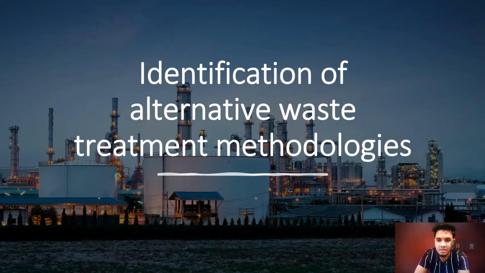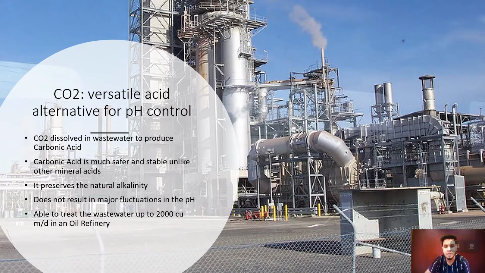Hello, my name is Naz, and I'm going to talk about identification of alternative waste treatment methodologies. So the first method is CO2, a versatile acid alternative for pH control, which means we are going to use carbon dioxide instead of other mineral acids, for example, sulfuric acid or hydrochloric acid. So here, the carbon dioxide is dissolved in wastewater to produce carbonic acid.